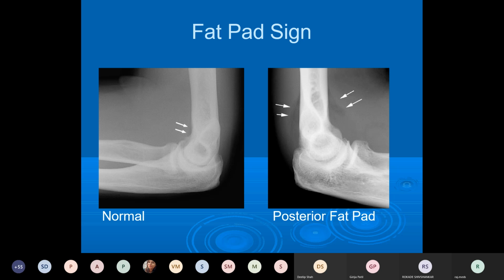So this is the fat pad sign. The first image we can see here is the normal joint space, and in the second image, you can see the radiolucency adjacent to this joint, and this is because of the fat. So it is called a posterior fat pad sign. Normally in normal X-rays, we cannot see the fat, but if there is any radiolucency, it is called a fat pad sign.